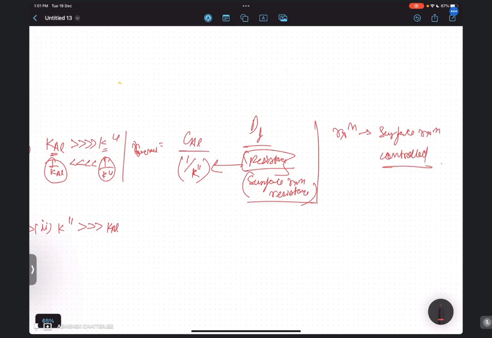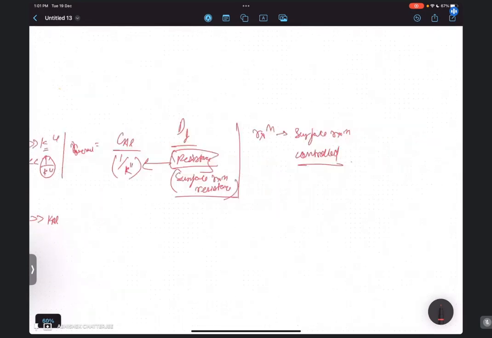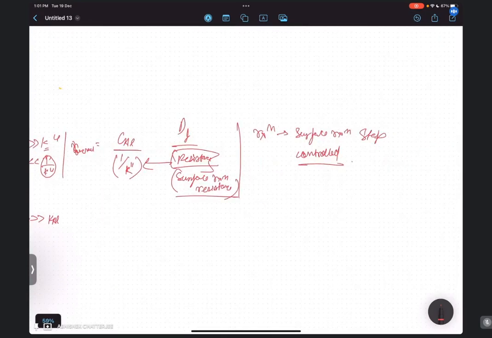Did you understand? We say that our heterogeneous reaction is either surface reaction controlled or mass transfer step controlled. Okay, we say this, no? So we have to determine which step is controlling. This type of question you will see has been asked. So from here we define it.